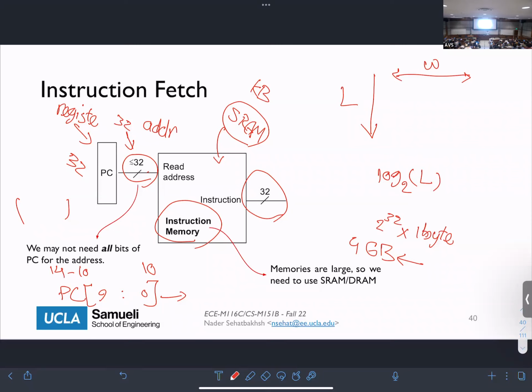So the question is, what is the width of our memory? Remember, we said that our memory should be byte addressable. So each line is 8 bits. And then we usually just read 4 of them together. So the output we are always assuming is 32 bits. But that's why, if you want to read another instruction, we have to do PC plus 4, not PC plus 1.